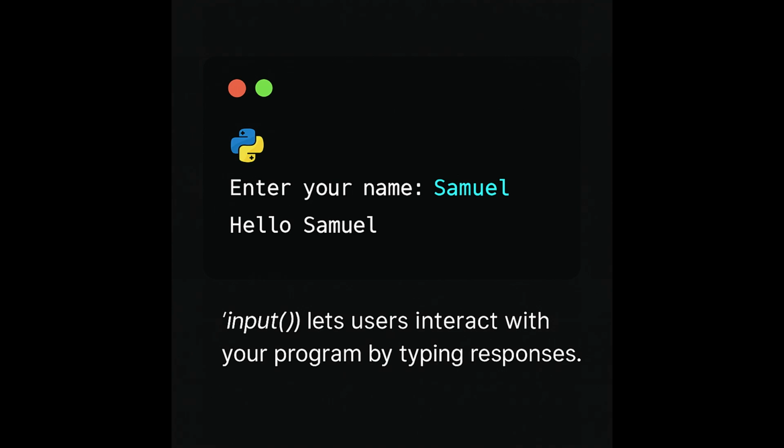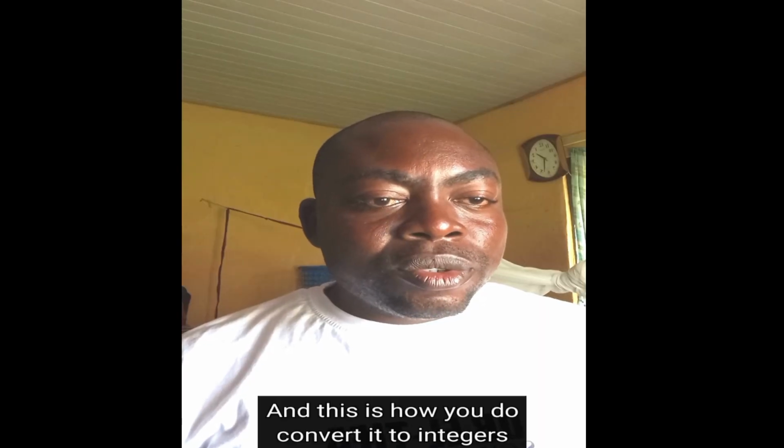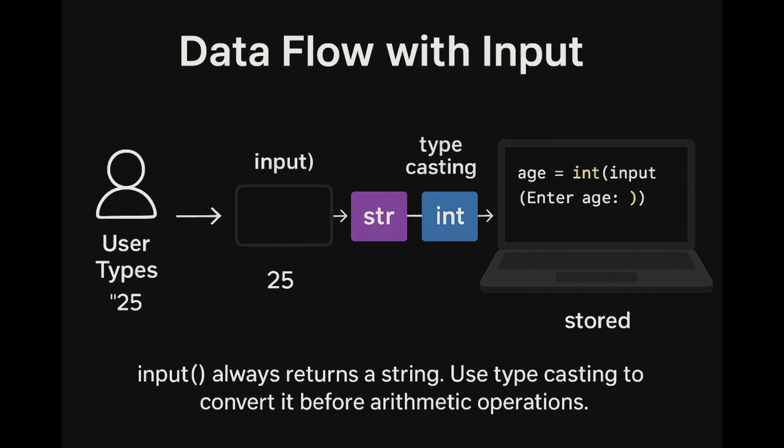Now input is always read as a string. The input function is always read as a string. To use it as a number, you have to convert it to a number first, and this is how you do convert it to integers.